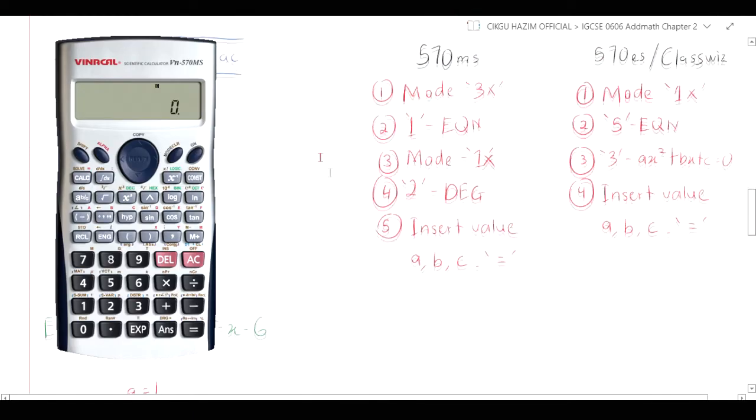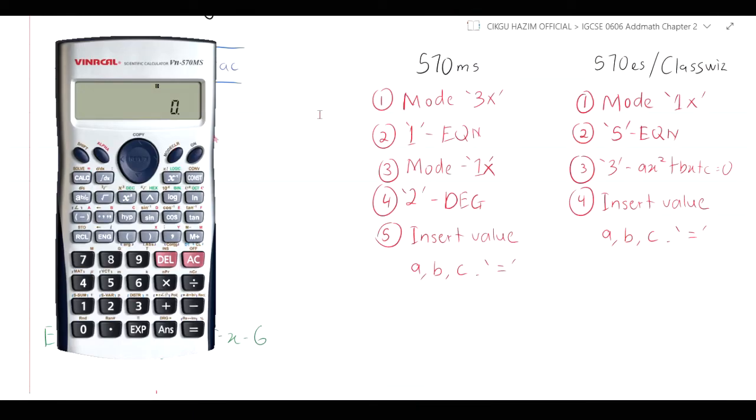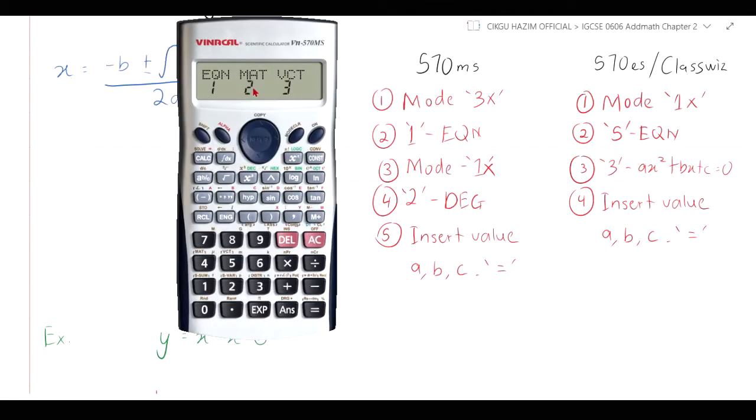First of all, follow the steps. Number 1, press mode 3 times: 1, 2, 3. You're going to see EQN, MAT, VCT. Then you press number 1, as EQN represents equation. Okay, they will ask you for the unknowns. Then step number 3, you need to press mode one more time. Then they're going to ask about the degree.